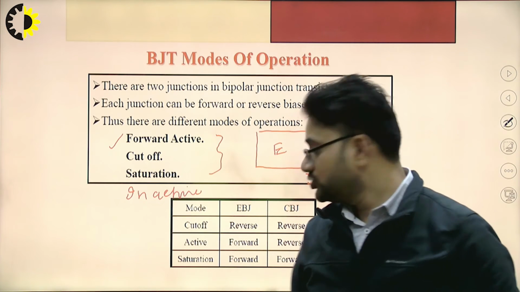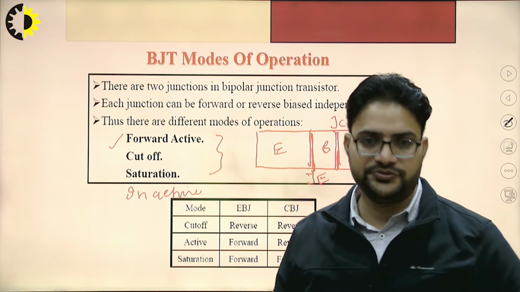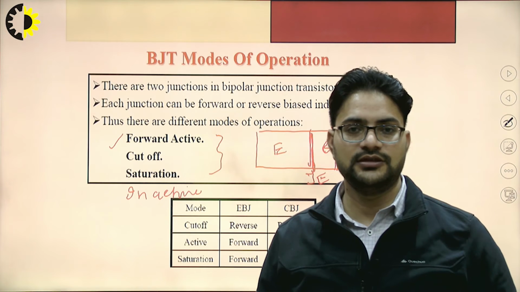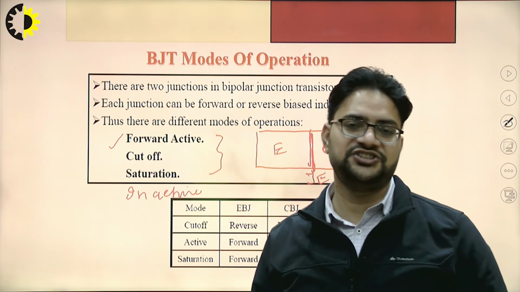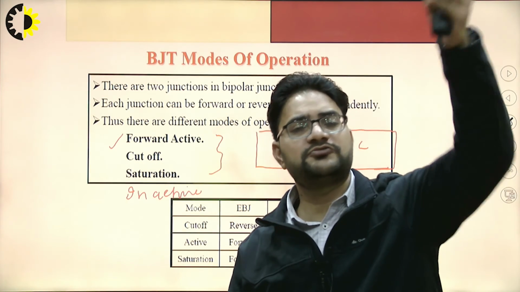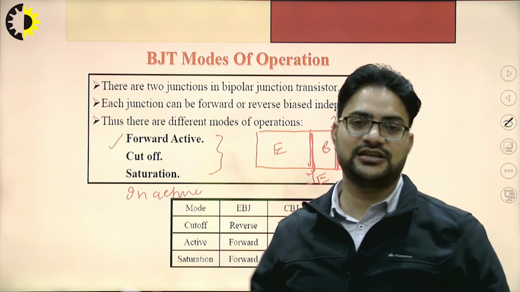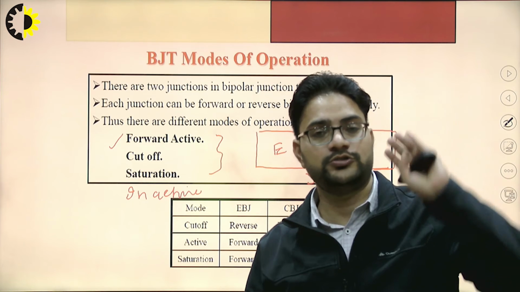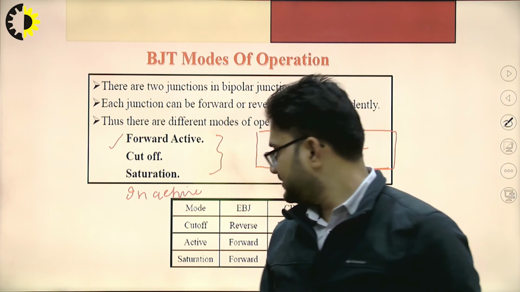bias. In this case, the transistor is said to be in cutoff mode. The application of this cutoff mode is generally in the switching condition. If I want to turn off a light, I can use the transistor. I can work the transistor in the cutoff mode. The light will be off or on depending on the situation.